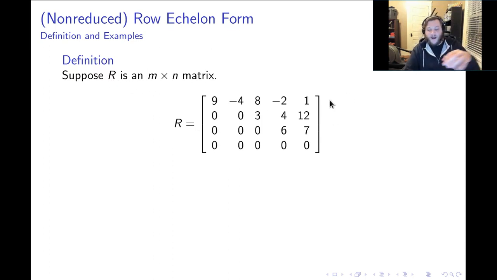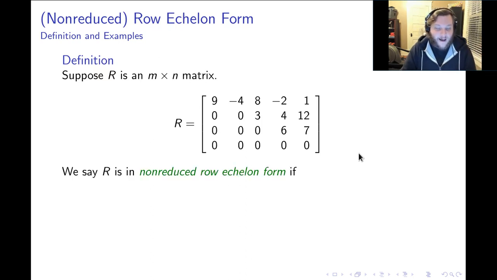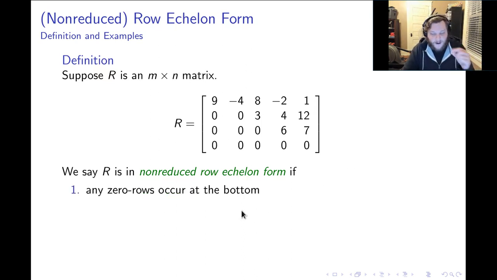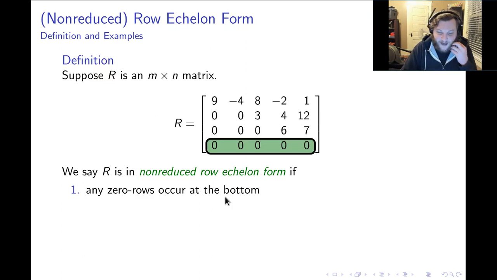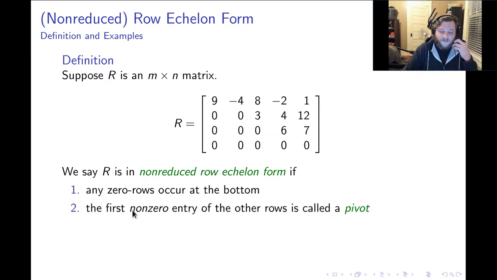You'll notice right away that this matrix is not in reduced row echelon form. It is, however, in row echelon form, and let's see why. We say that our matrix is in non-reduced row echelon form, or just row echelon form, if, 1, any 0 rows occur at the bottom, which is the same as the first rule for reduced row echelon form. In this example, we have 1 row of zeros, but it is at the bottom, so we're not worried about it. The second rule says that the first non-zero entry of the other rows is just called the pivot. We don't care what it's equal to.